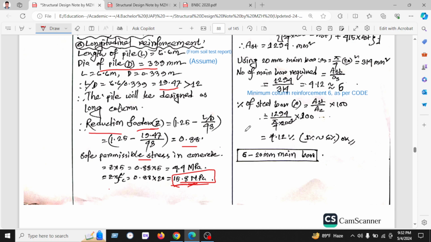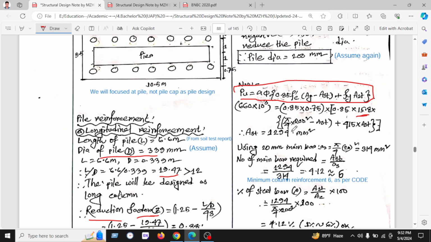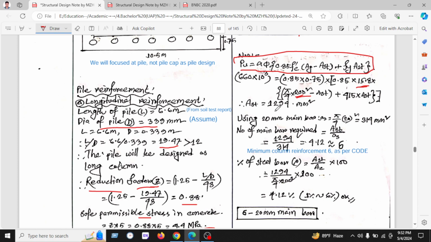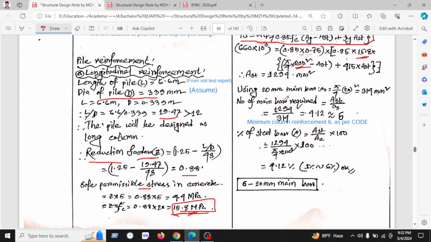Z is the reduction factor. Okay, and putting this value, and we have already put the changing dia of the pile, which is 200 millimeter, and the steel area 1294 millimeter square, and we have used 20 millimeter bar, and the area of a 20 millimeter bar is 314 millimeter square. So the number of required bars is 1298 divided by 314. So we have found 4.12.